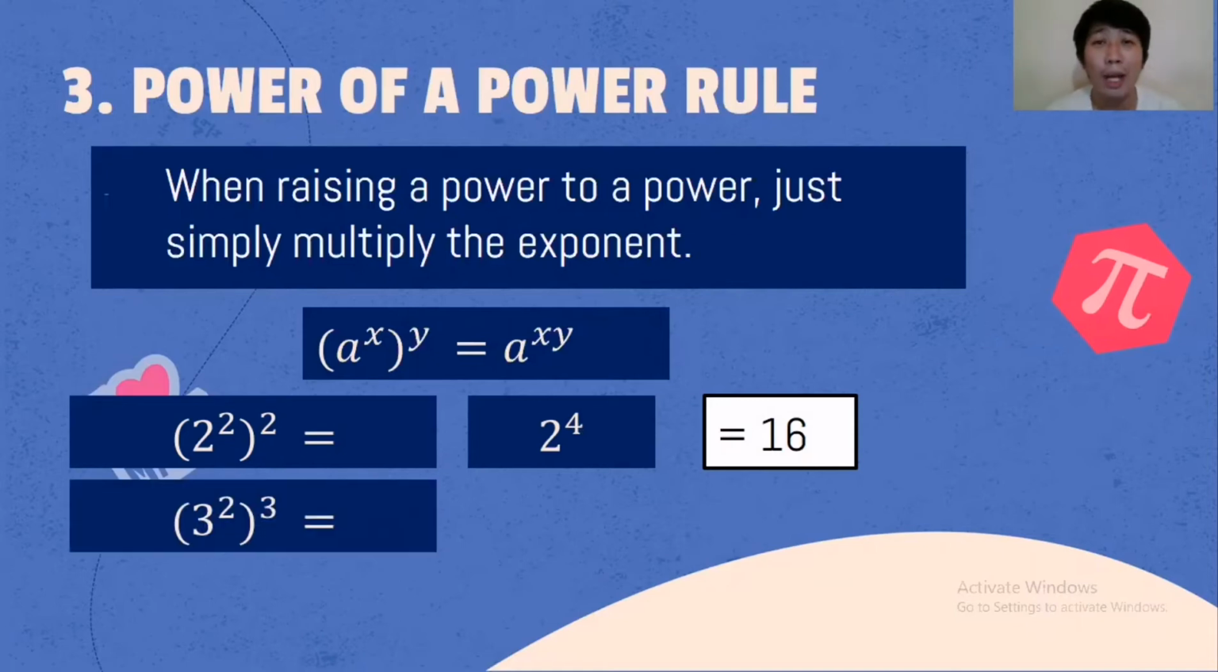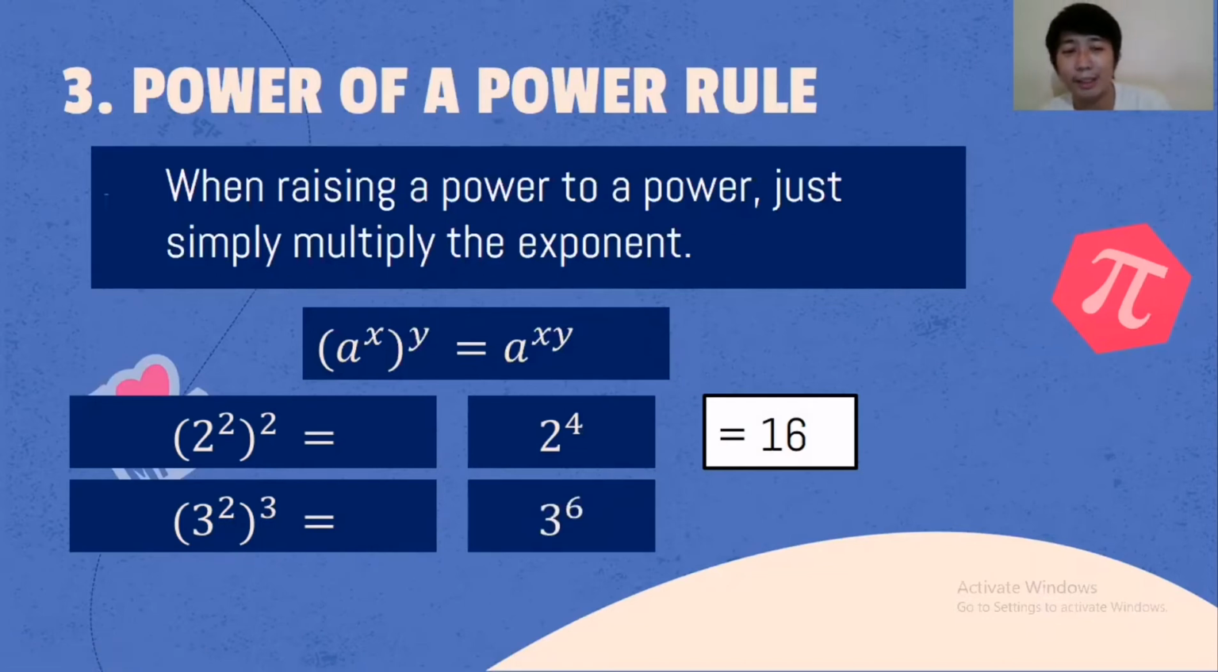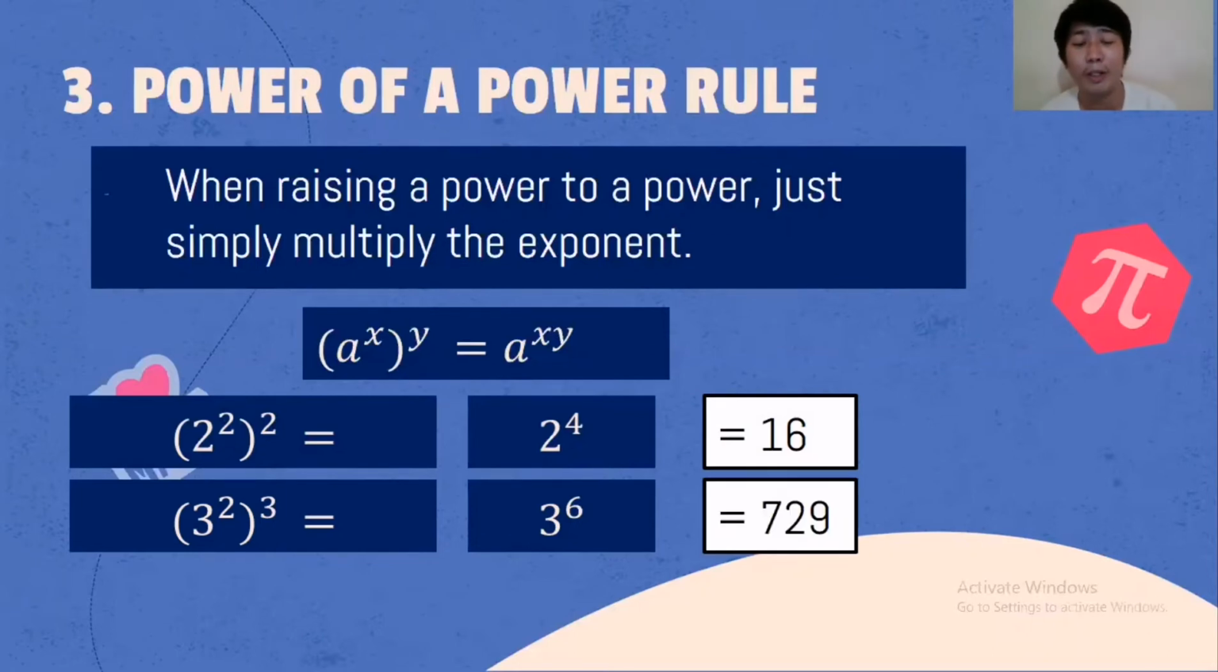Next, the quantity of 3 squared raised to 3. Our rule is, when raising a power to a power, we just simply multiply the exponents. So 2 multiplied by 3, that is 3 raised to 6. What is 3 raised to 6? 3 multiplied by 3 multiplied by 3 multiplied by 3 multiplied by 3 multiplied by 3. 3 times 3 is 9, times 3, 27, times 3, 81, times 3, 243, times 3, 729. That's why the answer for the quantity of 3 squared raised to 3 is 729.